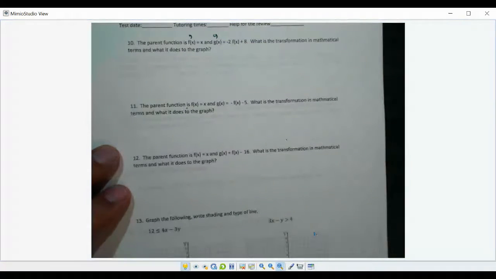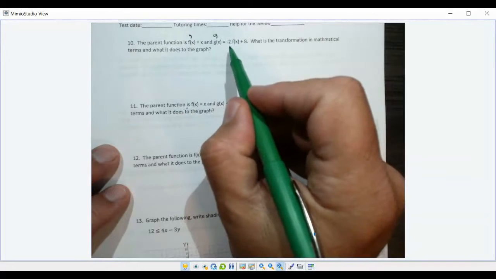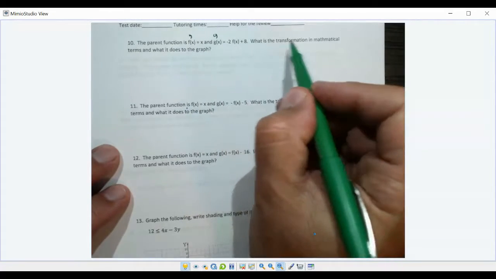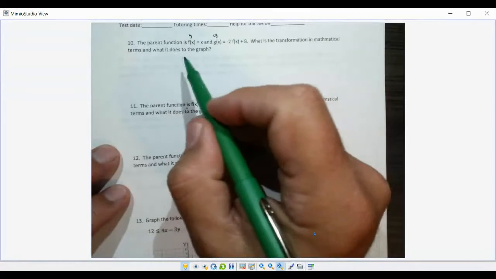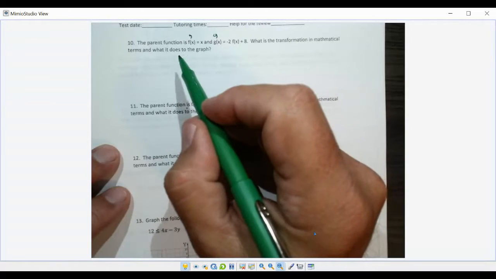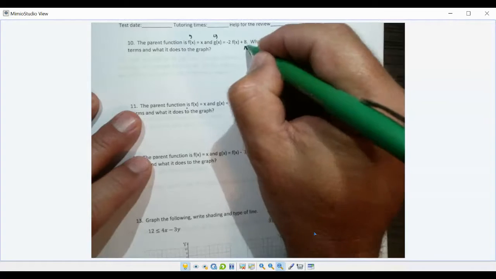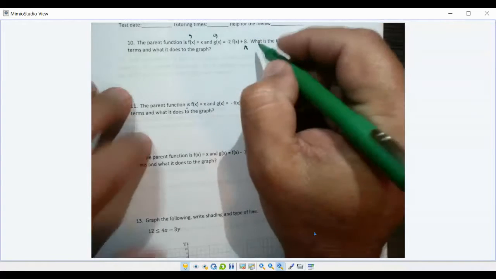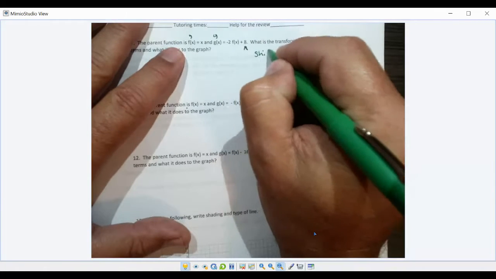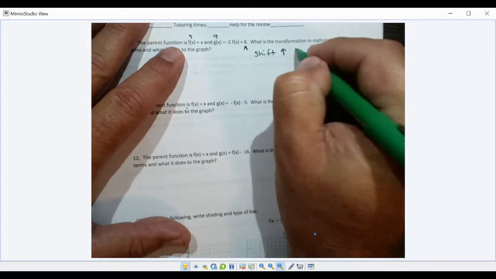All right. So what they want you to do is they want to know what would happen to this function. They want to know what the transformation is, in mathematical terms, and what it does to the graph. So you remember anything that's being added outside of the parentheses means it shifts. So this shifts up 8 units.